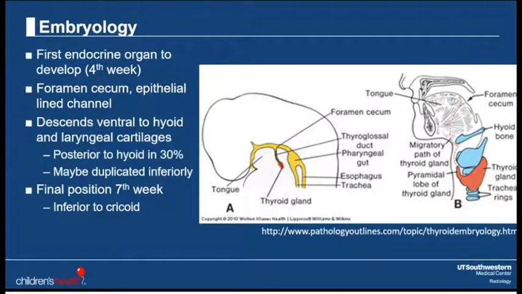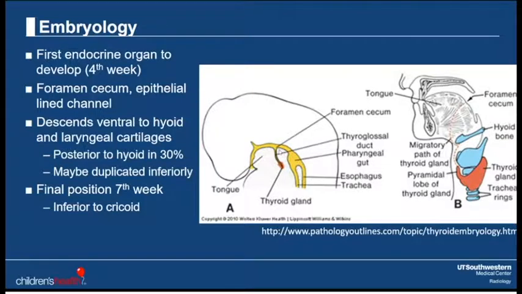A brief review of the embryology. The thyroid gland is the first endocrine organ to develop within the 4th week. It begins at the foramen cecum and descends within an epithelial-lined channel inferiorly. It descends ventral to the hyoid and laryngeal cartilages, posterior to the hyoid in 30% and may be duplicated inferiorly, explaining the paramidline location of more inferiorly located thyroglossal duct cysts. It achieves its final position at the 7th week inferior to the cricoid.